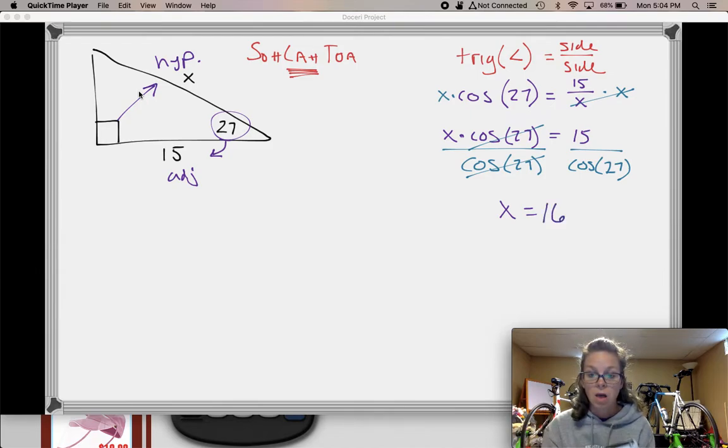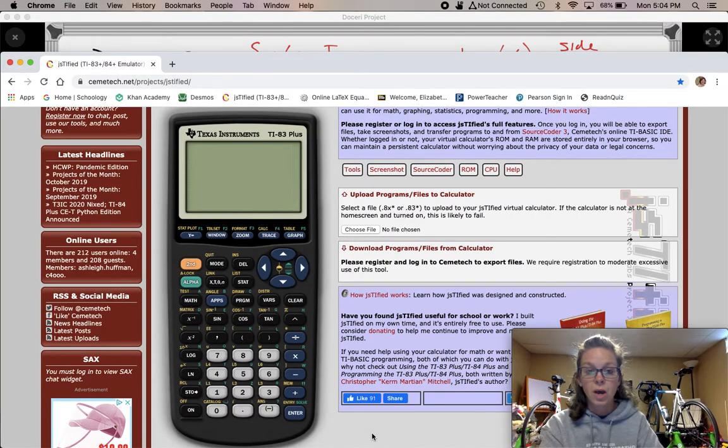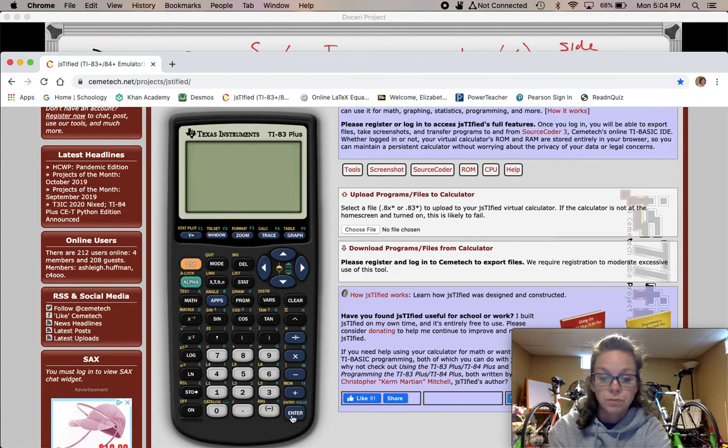16.8 is how long that x side of the triangle would be. It looks like my writing froze there. At 16, it's 16.8. I'm not sure if the writing's going to catch up. I hope so. But we'll go ahead and flip over to a calculator so I can show you how to type that in.